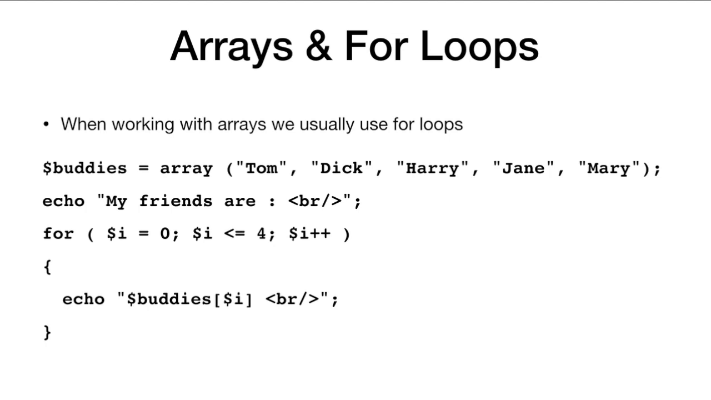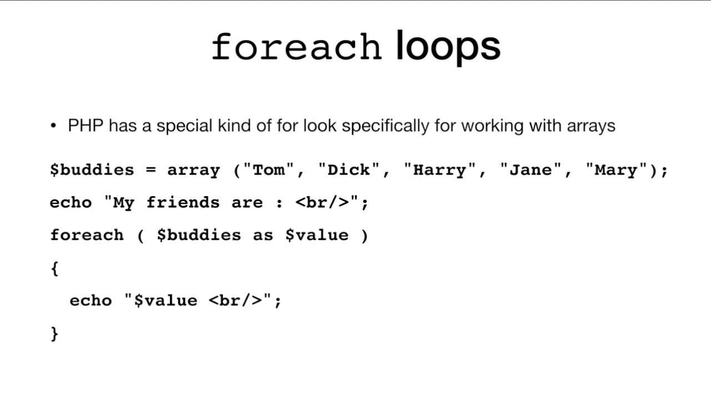Now, of course, this worked for us because we knew to go from 0 to 4, because we knew how many things are in the array, and that was the size of the array. It turns out in PHP we have a very useful variant of a for loop that's designed specifically for use with arrays. It's a foreach loop.